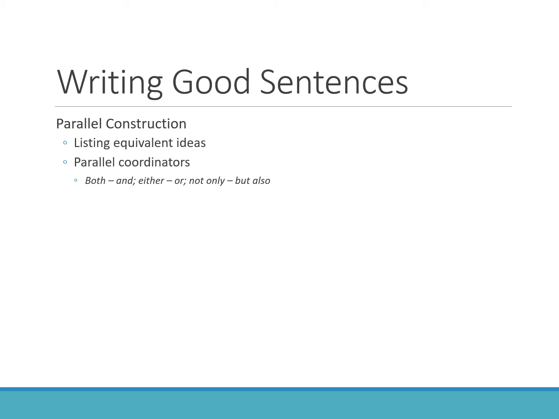Another thing to be thinking about as we're writing a good sentence is parallel construction. This really refers to when we're comparing or listing or contrasting things, we want to use similar forms. This is particularly true when we're either listing equivalent ideas or have parallel coordinators. Parallel coordinators are things like both, and, either, or, not only, but also, right? So we want to make sure that whatever objects we're talking about have the same construction.